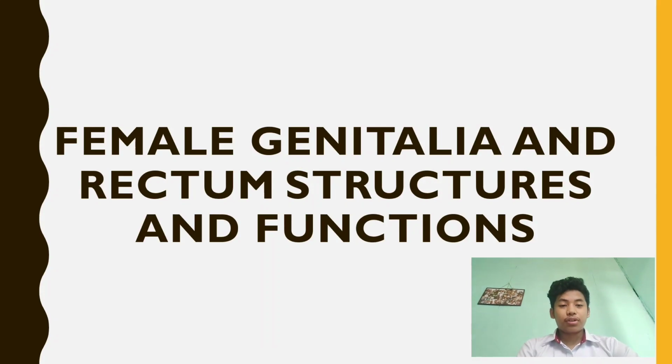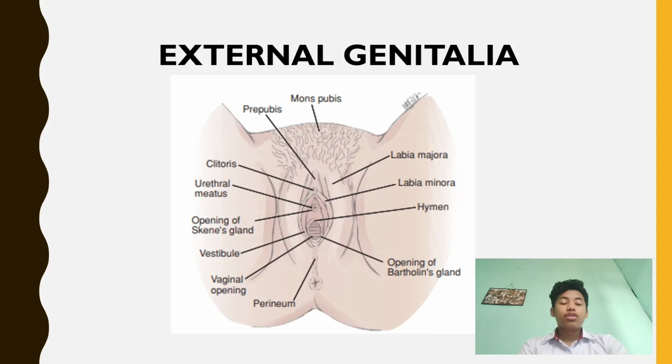So now let's go to the female genitalia and rectum structures and functions. So in order to perform an adequate assessment of the female genitalia, anus, and rectum, the examiner must have a knowledge base of the structure and function of the female genitalia, specifically the external and the internal structures, and the anus and also the rectum. So first is the external genitalia.